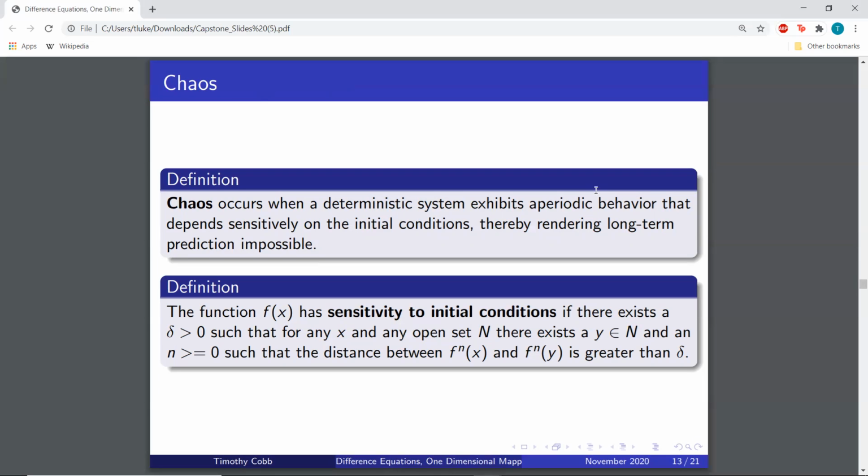The function f(x) has sensitivity to initial conditions if there exists a delta greater than 0, such that for any x and any open set N, there exists a y in N and an n greater than or equal to 0, such that the distance between f^n(x) and f^n(y) is greater than delta.